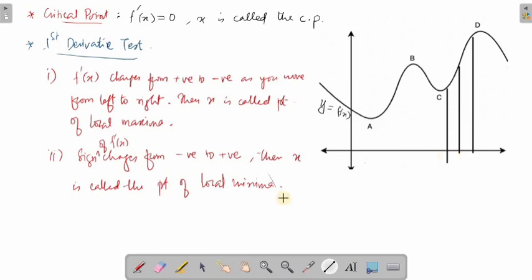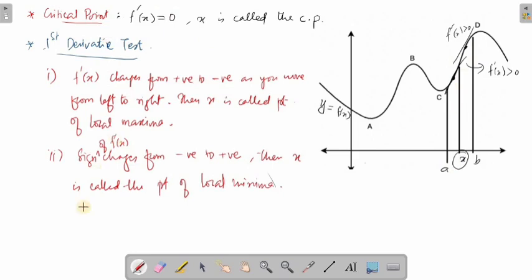Okay, so let's call this A, this point B, and this point X. Now if you go to the left of this point, this is how my tangent is going to look. Here the slope of the tangent will be positive, clearly. Now if you go to the right of this point and draw the tangent at this point also, f dash of x is positive, isn't it? So is there any change in the sign? No, right? So such a point is known as a point of inflection.